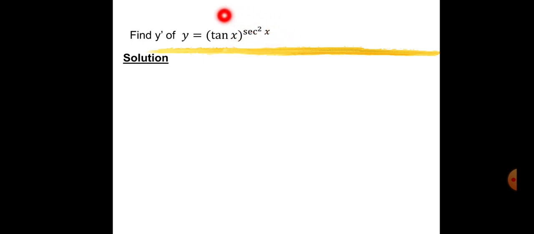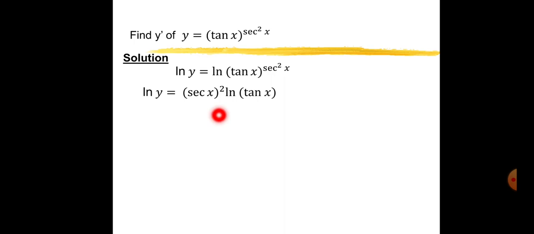We have to put it down. So you have to apply ln for both sides. From the properties of ln, this power can be dropped down here to be ln y equals sec squared x in front of the ln, ln 10x. The power sec squared x can be written as sec x all squared, ln 10x.